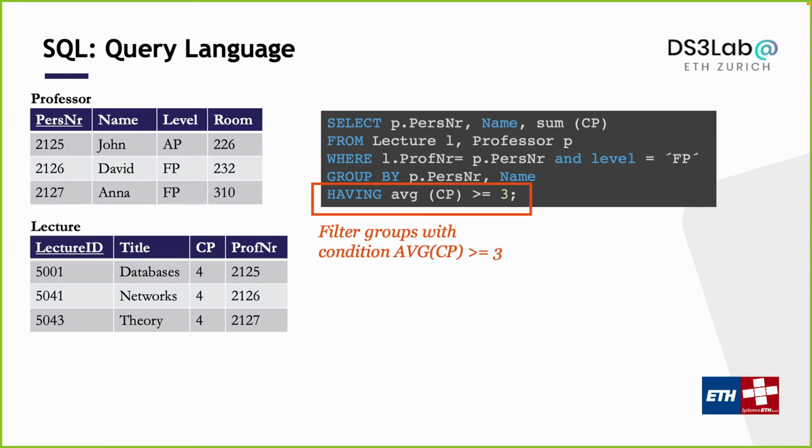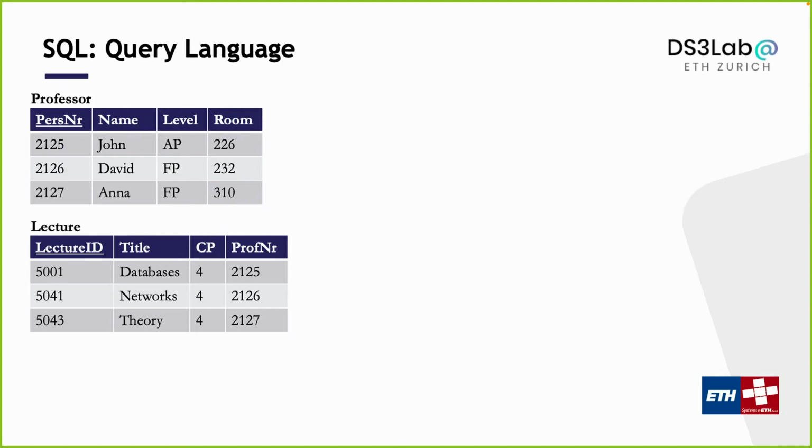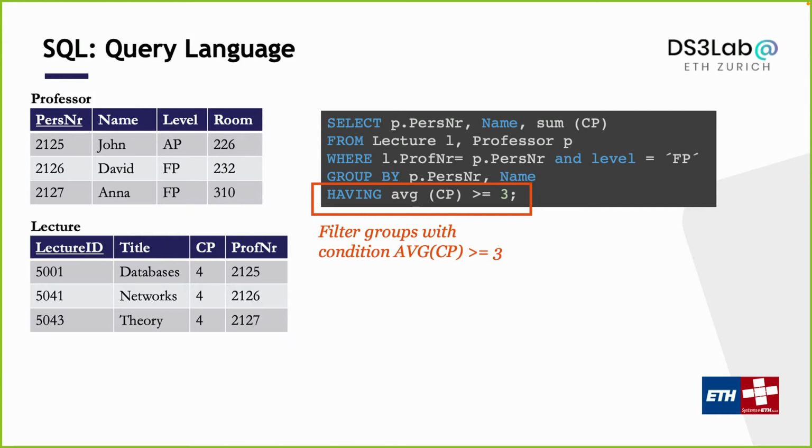Okay. Great. So here, by having, you are filtering groups. That's the difference between having and where. Where tries to filter the raw tuples before grouping. Having filters out the groups after grouping. Okay.